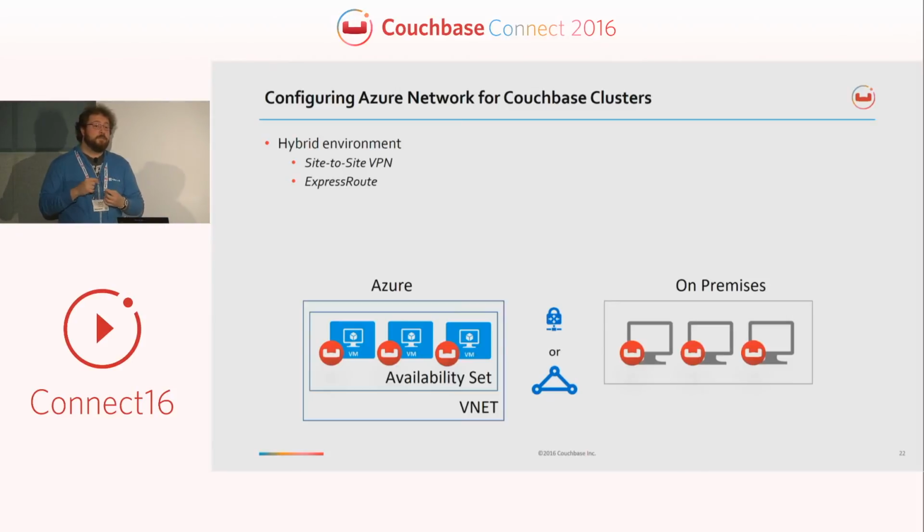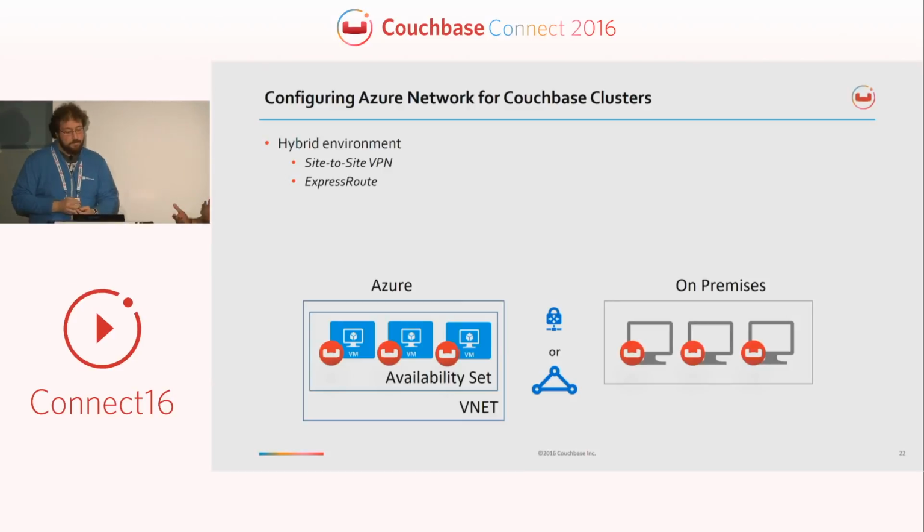ExpressRoute is an MPLS connection between your environment and Azure. So you're going through some telecom partners from Microsoft, but using this kind of connectivity, you are able to achieve gigabits per second. So you'll be able to get a nice bandwidth between your on-premises and the Azure environment. So depending on your need, it can be a nice choice.